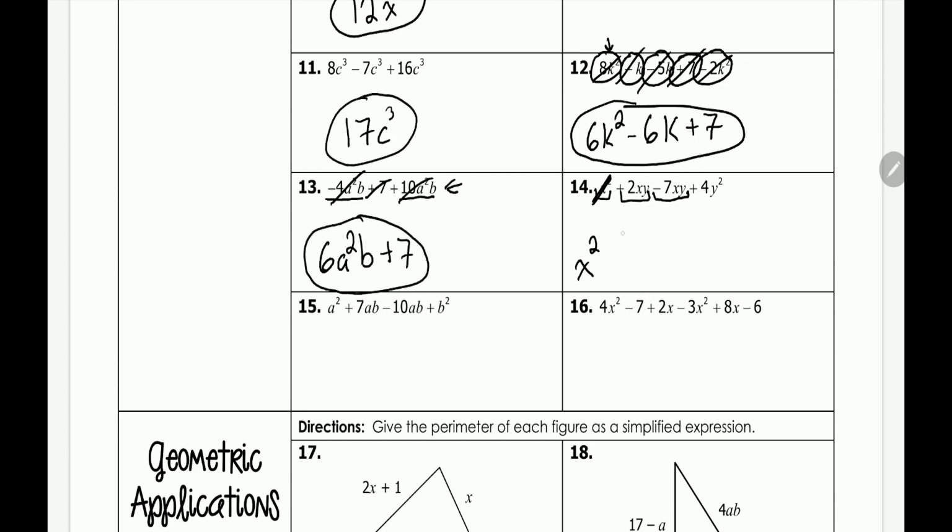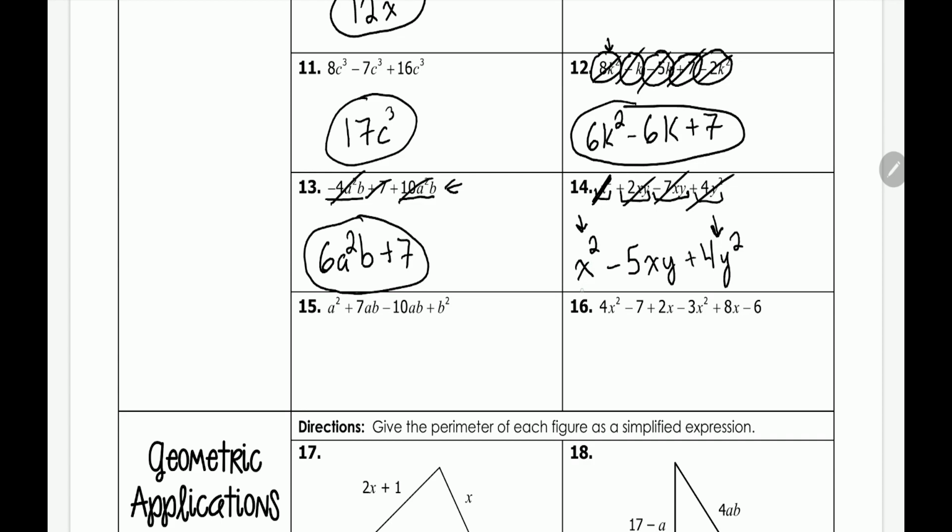So, since they have the same variables, we're going to look at their coefficients, and it's 2 and negative 7. If we add those together, we have negative 5. The variables were x and y, and we're done with these two. They're like terms, so we combine them. Finally, we have plus 4y squared. Do you see any other term with a y squared? Well, your answer should be no. So we're just going to add it to the bottom here and mark it out. Well, you might ask me, why don't we combine the 4y squared and the x squared?